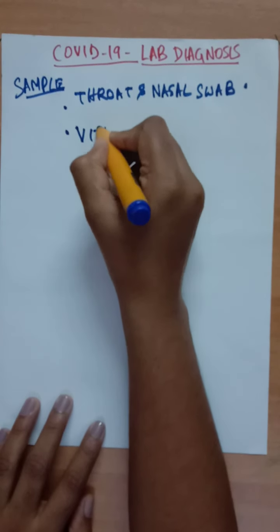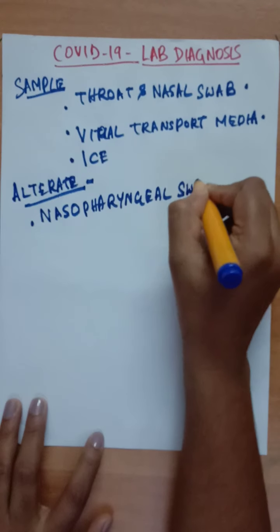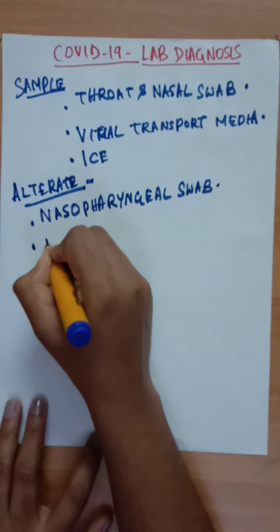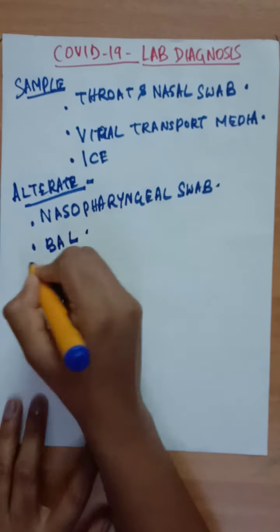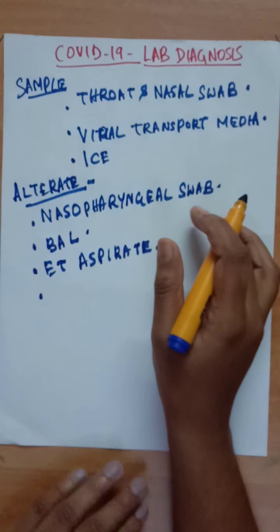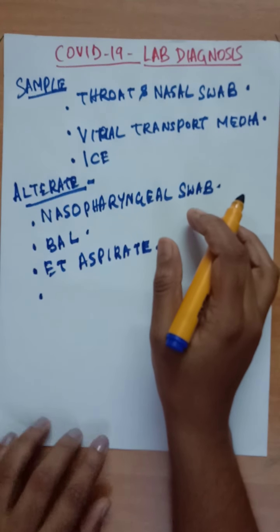And if this is not available, alternate samples are nasopharyngeal swab, or bronchoalveolar lavage, or endotracheal aspirate, and these also have to be mixed with the viral transport medium and transported on ice.